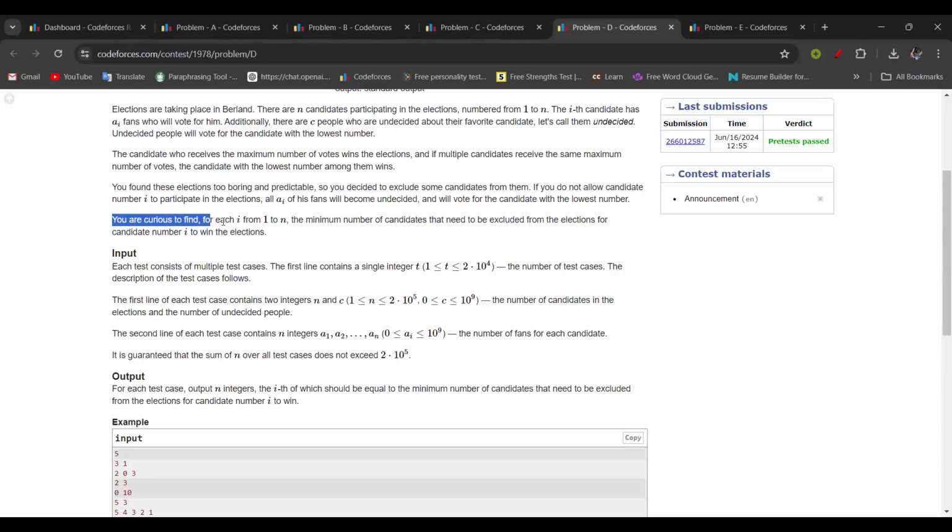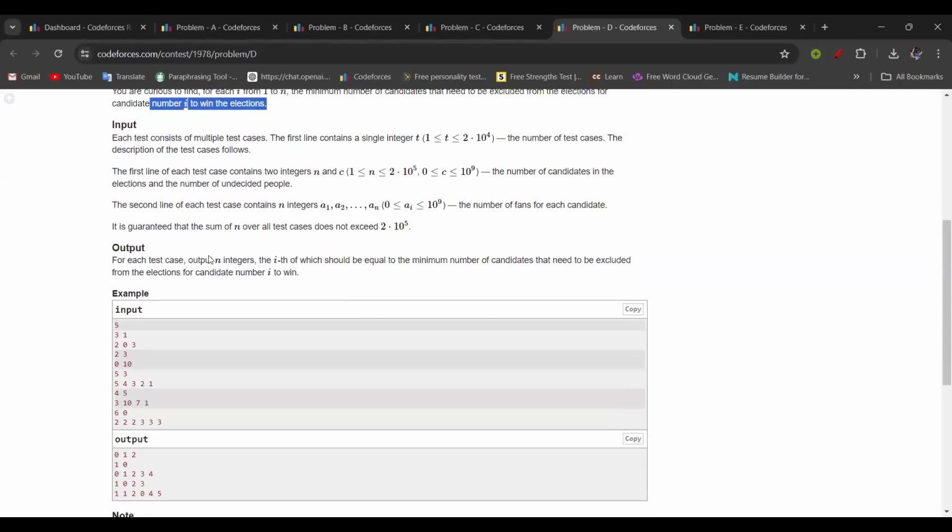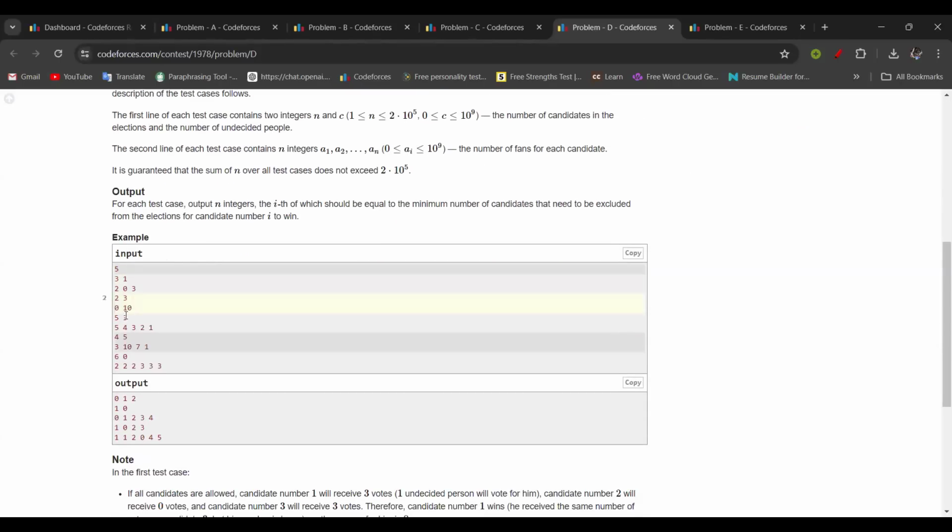Now, you are curious to find, for each i from 1 to n, the minimum number of candidates that need to be excluded from the election for candidate number i to win. Okay, so for each i, let's say for i equal to 3, you are curious to find: if I want this candidate to win, minimum how many candidates will I require to get removed? That's what it's asking. So if I want the third candidate to win, how many candidates will I have to remove from the election so that this candidate wins?